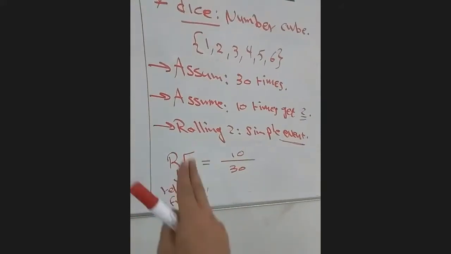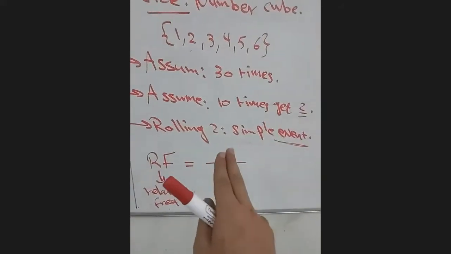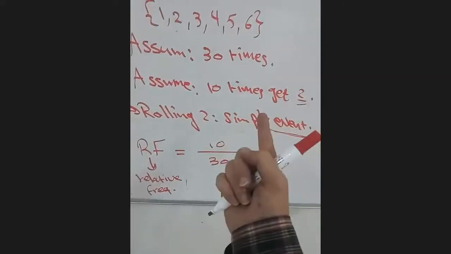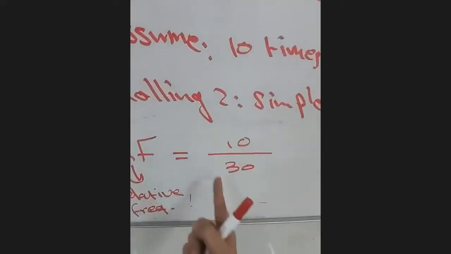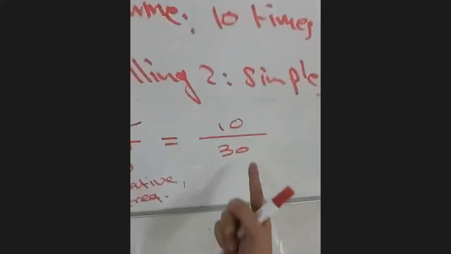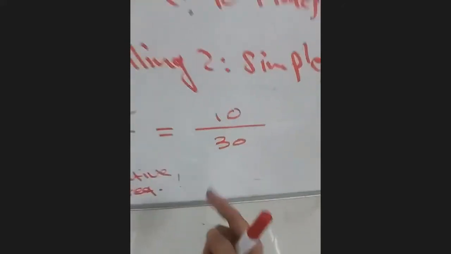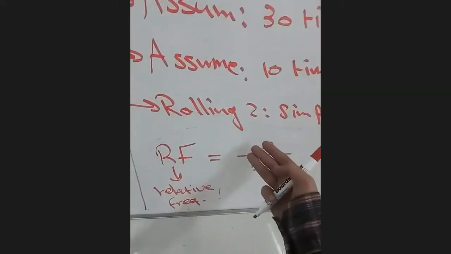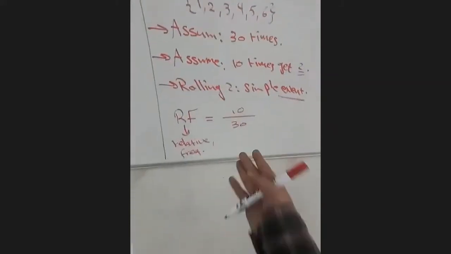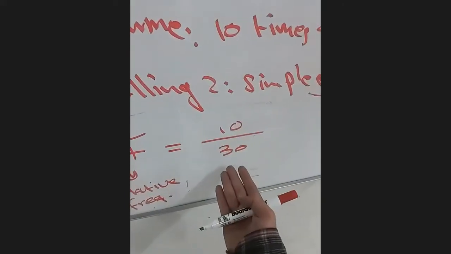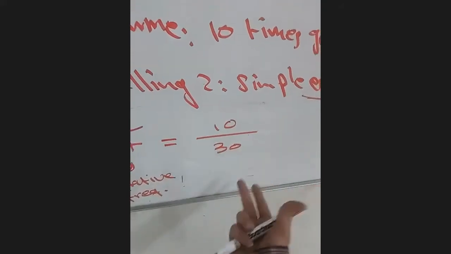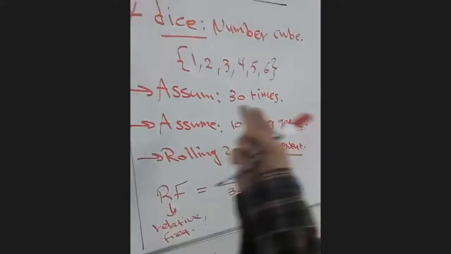But now the relative frequency is the number of times that you get what you want over the total number of trials. The total number of trials. Okay? This is what we call relative frequency, guys. Now the relative frequency is a fraction. Up is the part, down is the whole. Whole of what? The whole number of times.